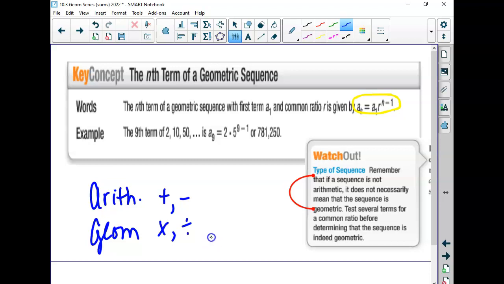But there are also sequences out there that are neither. Does everybody understand that? Okay? Where maybe you add 2 and then you multiply by 2, and then you add 2 and then you multiply by 2. That's a pattern, but it doesn't mean it's arithmetic or geometric.